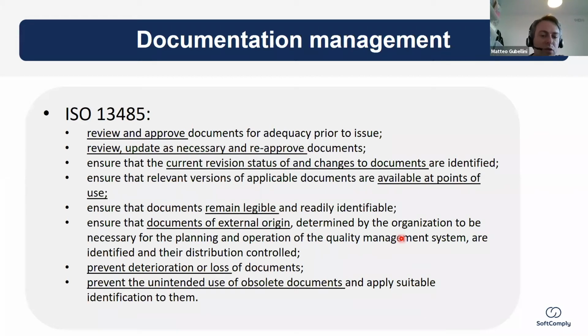Prevent deterioration or loss of documents. It's part of remain legible. So we're talking about corruption if you're talking about an electronic document management system. And prevent the unintended use of obsolete documents. Meaning that if you obsolete a document or you create a new version and this new version is approved, you have to make sure that people don't use either a retired document or an older version. These are the general requirements. They're pretty obvious, but it's when you have to try to implement that things get a little bit more complicated.